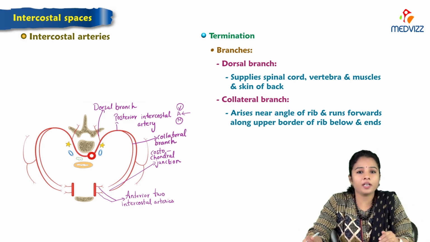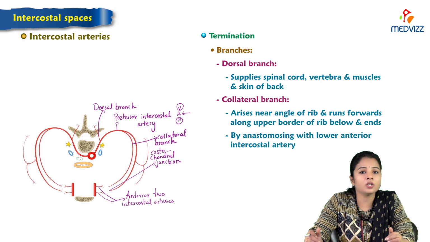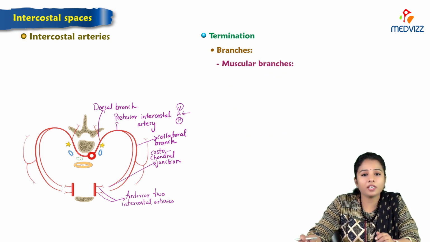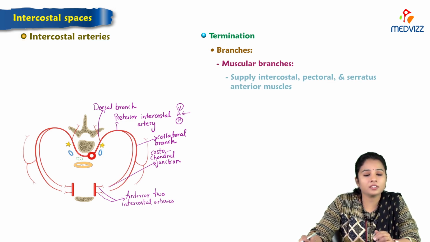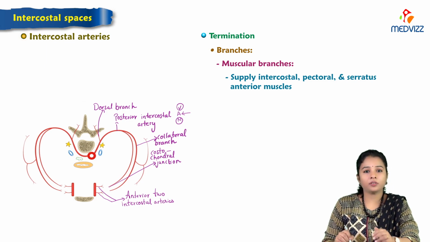So collateral branch, it arises near the angle of the rib and runs forwards along the upper border of the rib and below it ends by anastomosing with the lower anterior intercostal arteries. And muscular branches, they supply the intercostal, pectoral and serratus anterior muscle. So we can see several muscular branches to supply the pectoral.